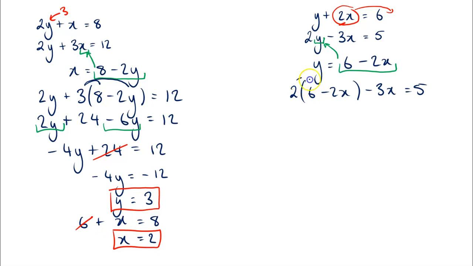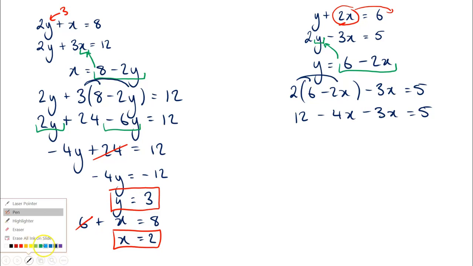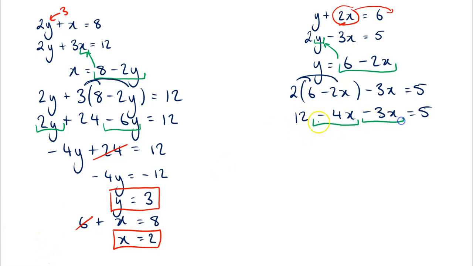Now we expand those brackets. So 2 times 6 is 12. 2 times negative 2x is going to be negative 4x. Minus 3x is equal to 5. As before, we have two terms here that both have x in them, so I can just collect those two things together. So we have 12 minus 7x is equal to 5.